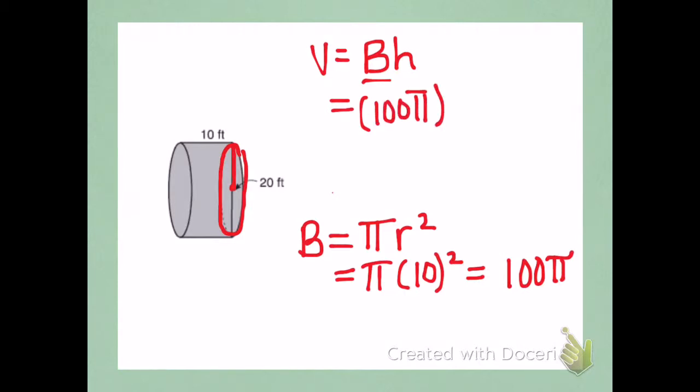H stands for height, and I know that the height goes from here to here. That's your vertical height if you turn it on itself. So that would be 10. So if I get my calculator and multiply to find my volume, I know my volume equals 100 pi times 100, which is 1,000 pi.